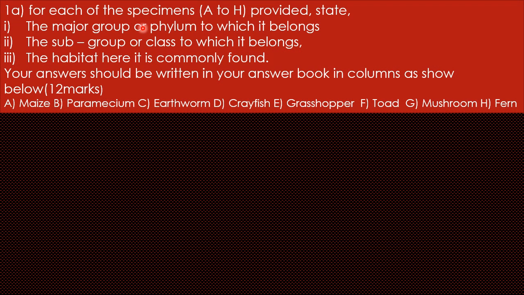Okay, so friends, let's have the question on screen. The question reads that for each of the specimens A to H provided, we should state Roman 1 the major group or phylum to which it belongs, Roman 2 the subgroup or class to which it belongs, Roman 3 the habitat where it is commonly found. Then there is a small paragraph that says that your answer should be written in your answer book in columns as shown below.